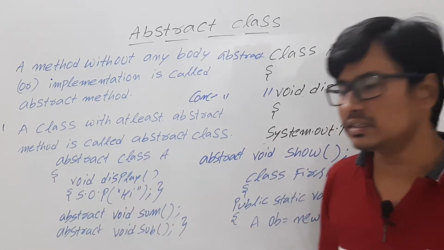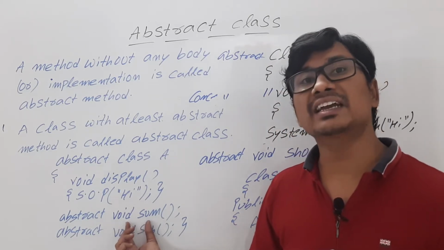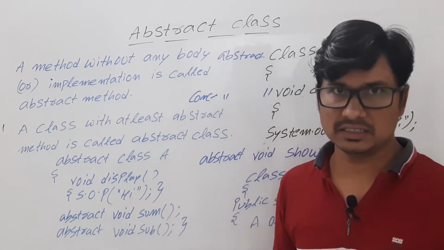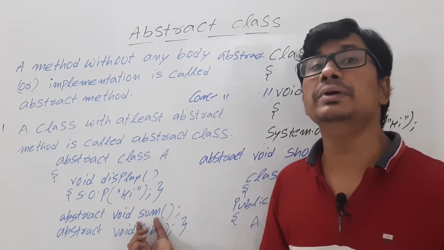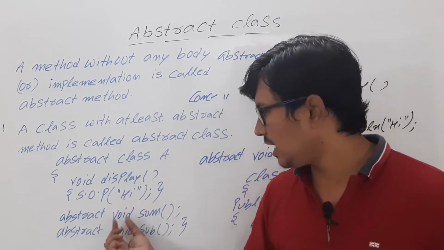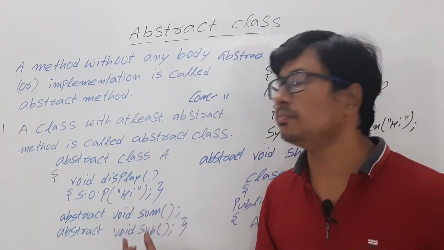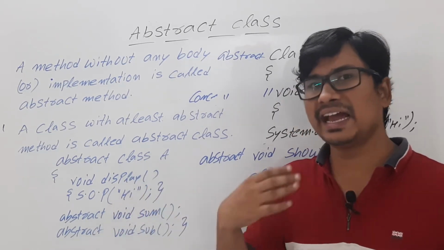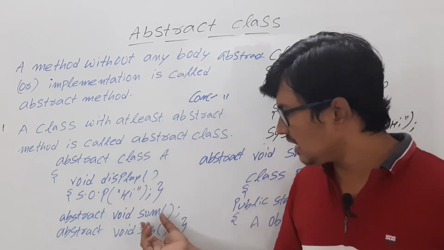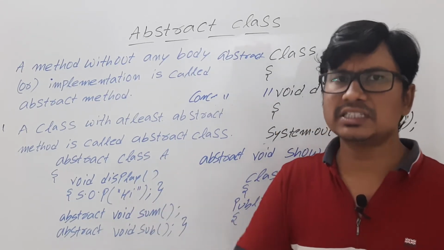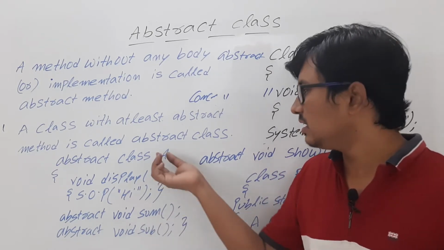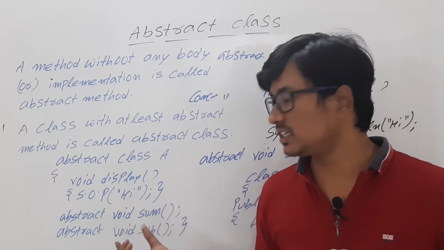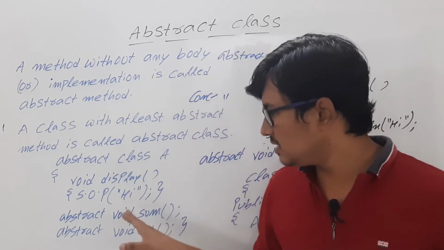Then what is the advantage? See, I just provided the declaration. Using this abstract class, the classes which are inheriting this class can write their own implementation. I'm just telling that there is a method called sum. Now let's take that class B is extending A. Then it can write its own implementation. Similarly, let's take that class C is extending class A, means inheriting the class A. Then it can write its own implementation. I'm just providing a skeleton. There is a method called sum.